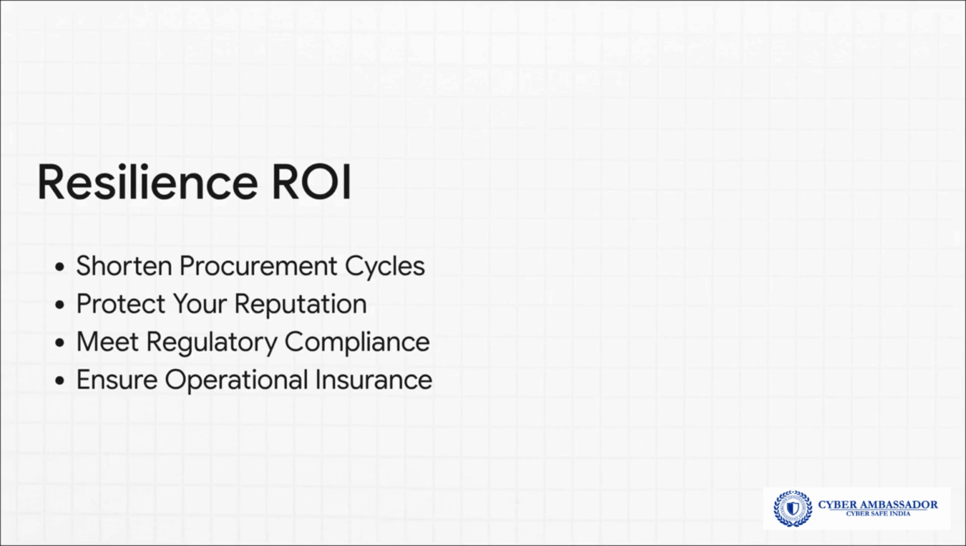Second, you protect your reputation. You completely avoid the headline risk of waking up and seeing your brand tied to a massive vendor breach in the news. Third, you hit your regulatory compliance goals. Frameworks from regulators like the RBI, SEBI, and strict privacy mandates literally require this kind of third-party oversight. And finally, it acts as pure operational insurance. By vetting your vendors' disaster recovery and business continuity plans in advance, you ensure that even if they take a major hit, your business stays fully functional.